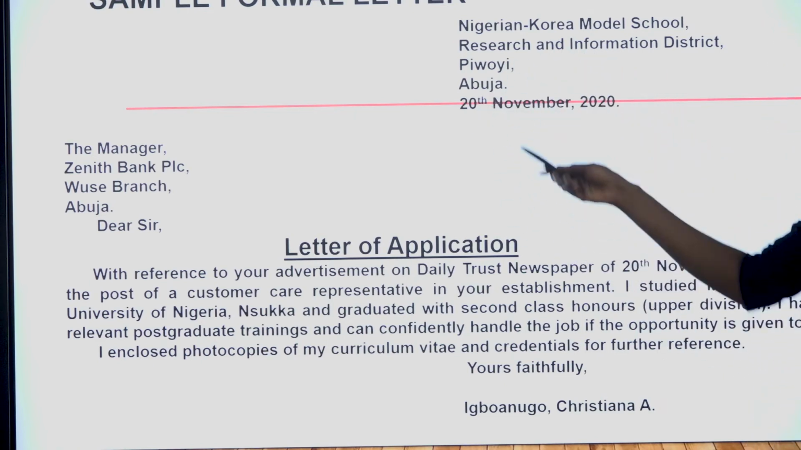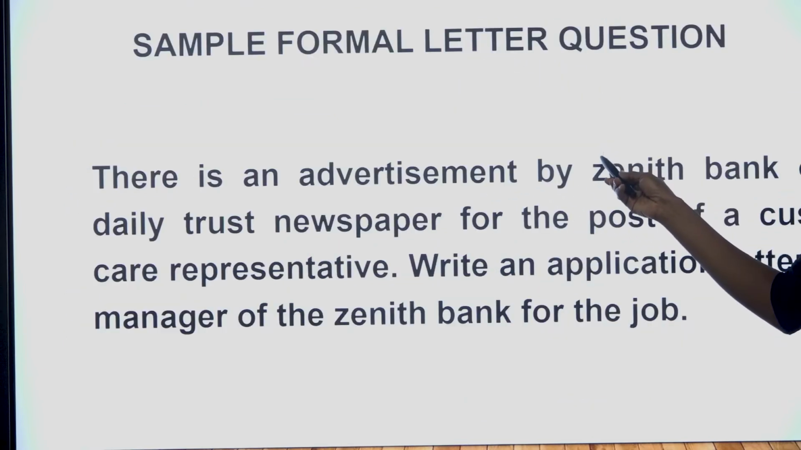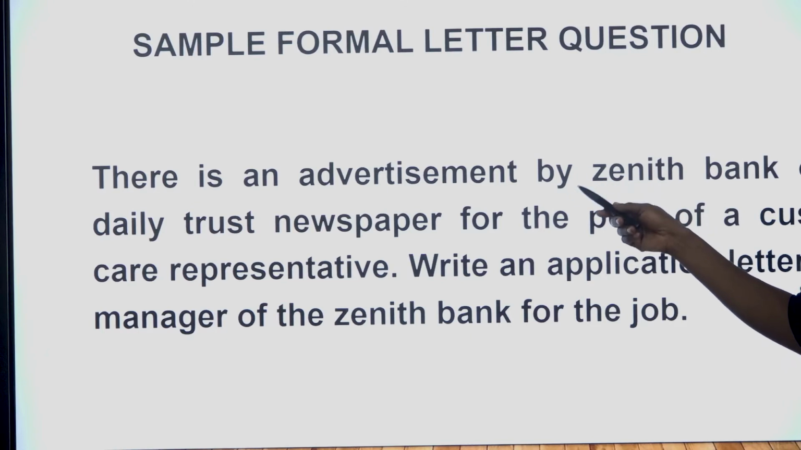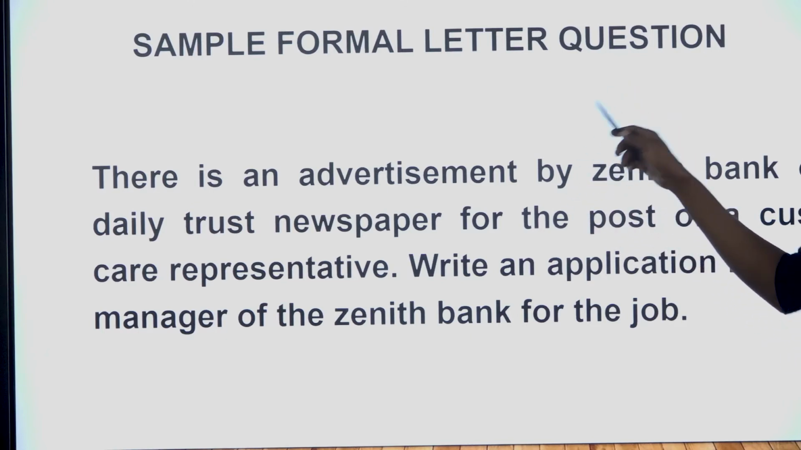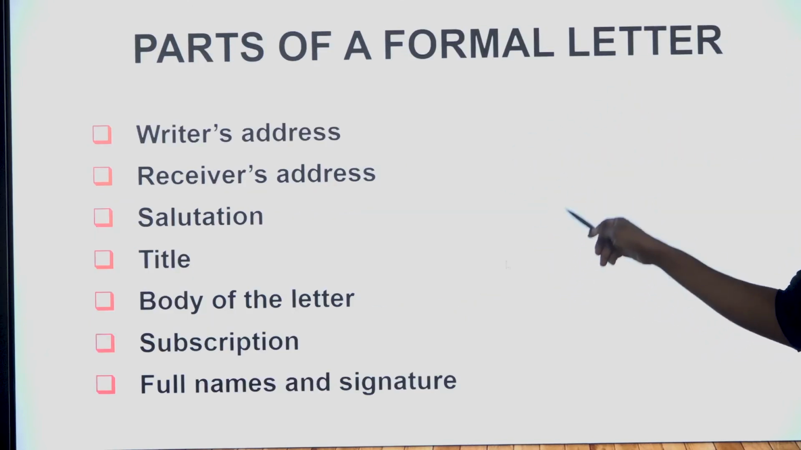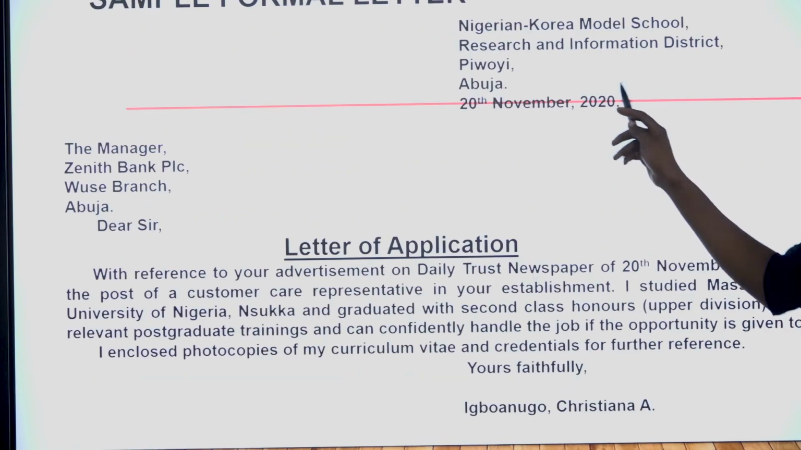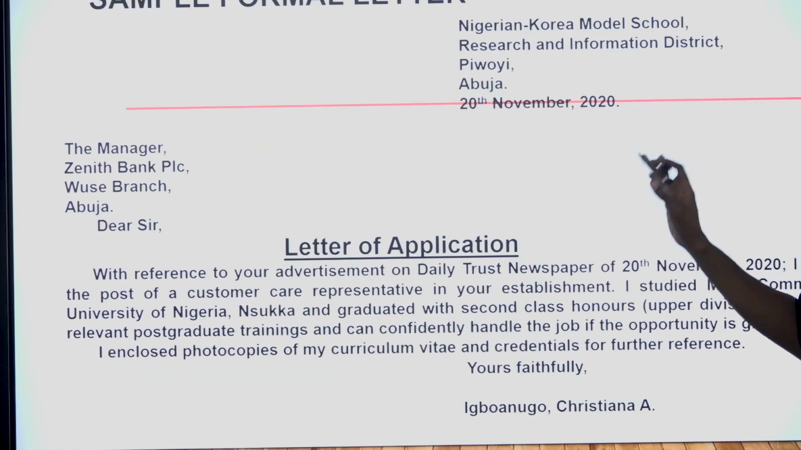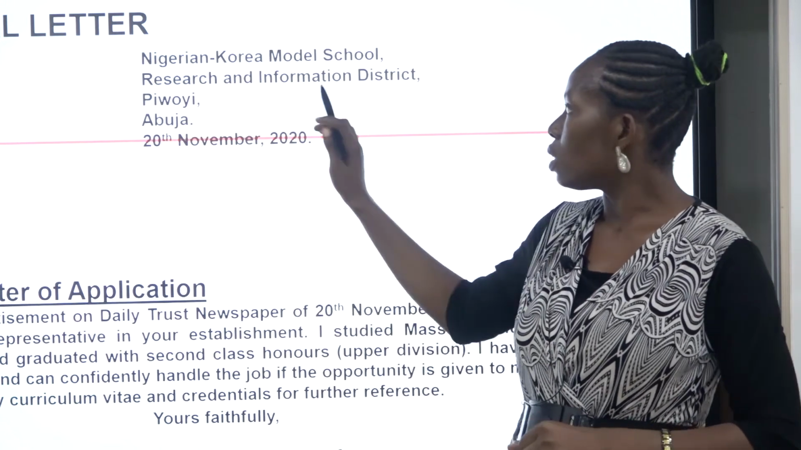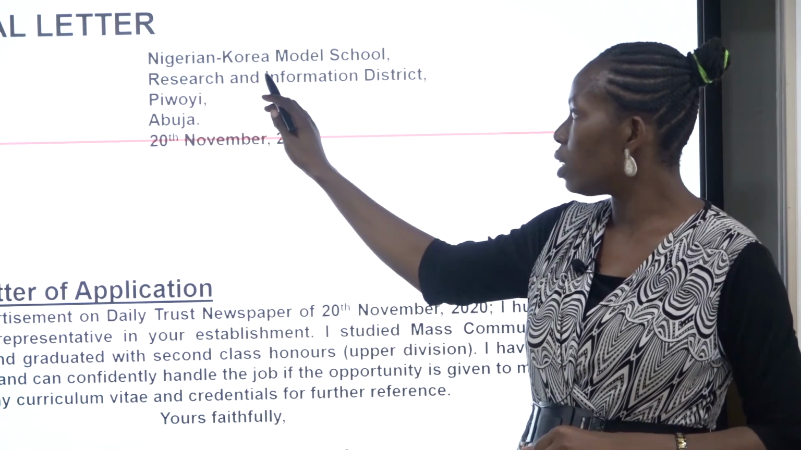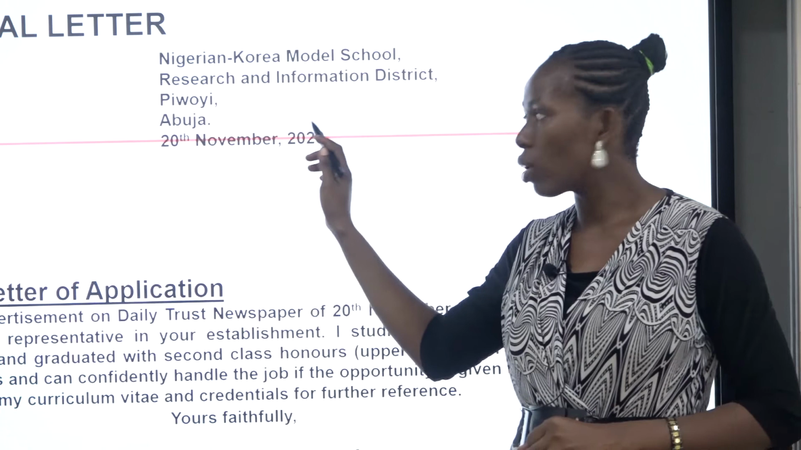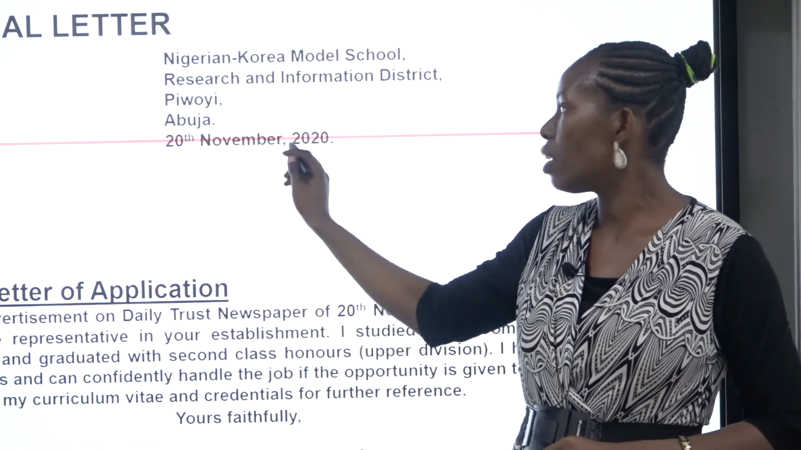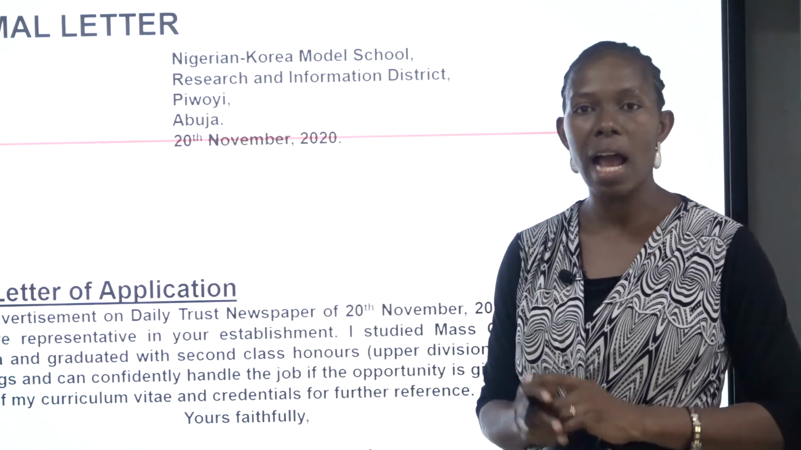What is here is the address. Whose address is this? This is the writer's address. I just chose a particular school address. Now, this is the name of the school, this is the location of the school, and this is a date attached to the address.